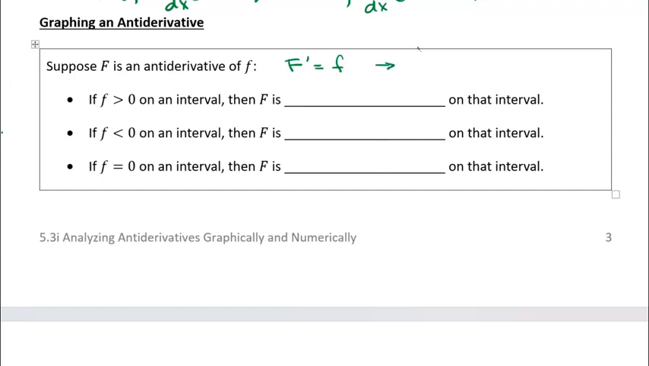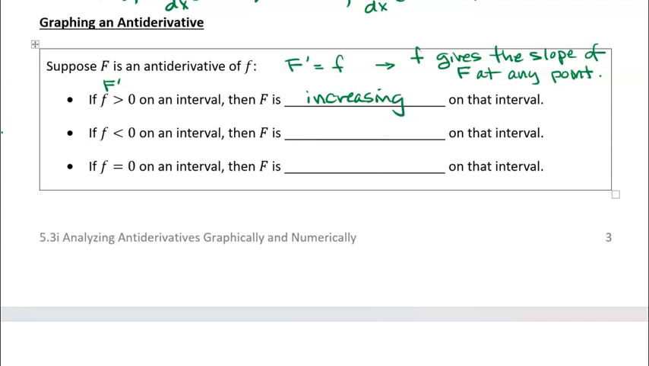So essentially, lowercase f gives the slope of capital F at any point. So if lowercase f is greater than 0 on an interval, lowercase f is f prime, so that means the uppercase F is increasing on that interval. Because the derivative is positive, that means that capital F is increasing.